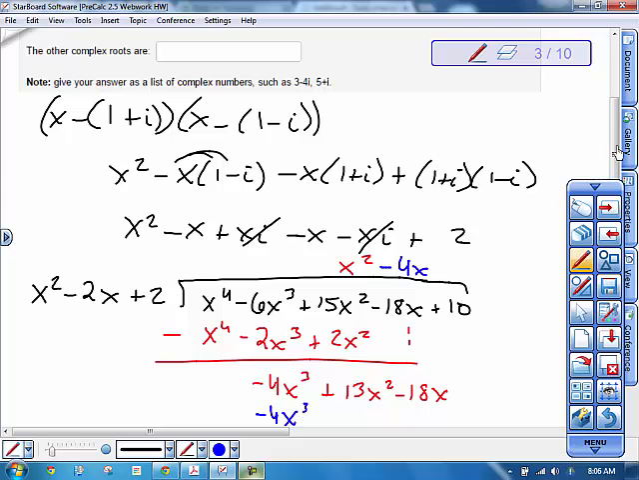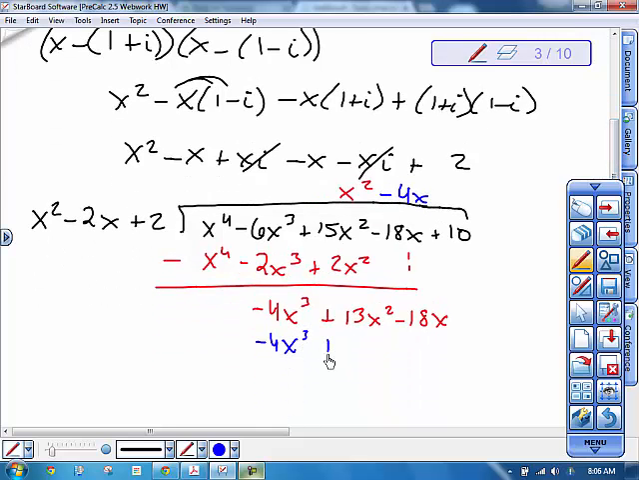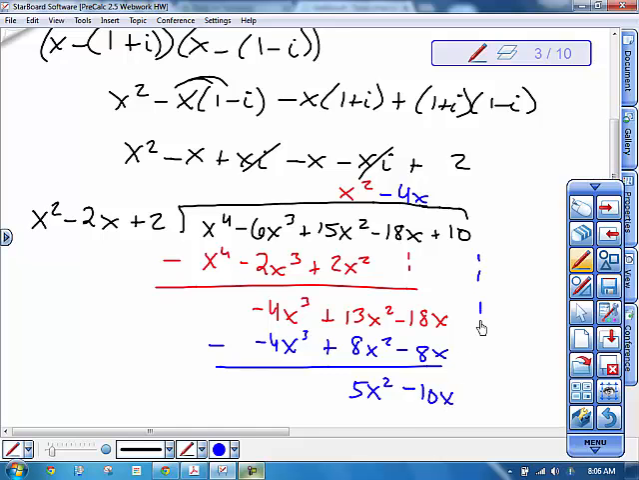And then keep going, follow through. Be positive 8x squared. And then negative 8x, subtract. And you get 5x squared. Negative 18 plus 8 is a negative 10x. Now drop down the 10. And what do I multiply by x squared to get 5x squared? A fraction, great. That might mean I made a mistake, but let's just keep going and find out.